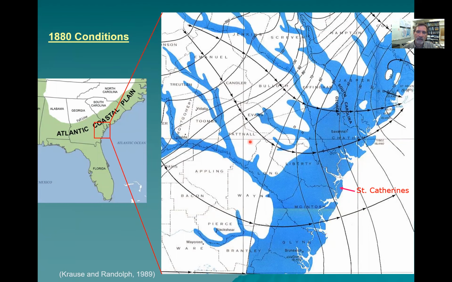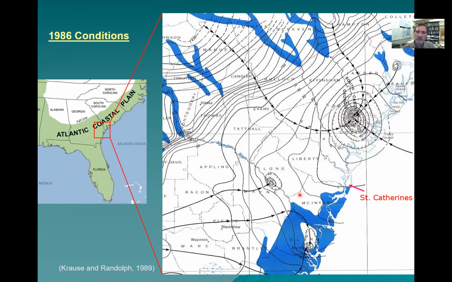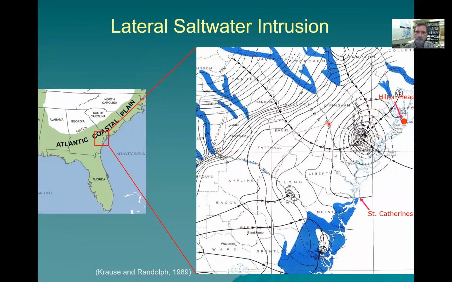Here's a potentiometric map from the USGS showing the conditions in the Upper Floridan prior to major pumping withdrawals in 1880. Blue represents all the areas in which we had free-flowing artesian conditions. Here's the USGS potentiometric map showing 1986 conditions, and we see there's been the development of a very large cone of depression due to major industrial and municipal withdrawals. Within the cone of depression, vertical gradients have been reversed, so we've greatly reduced the area of free-flowing artesian wells.